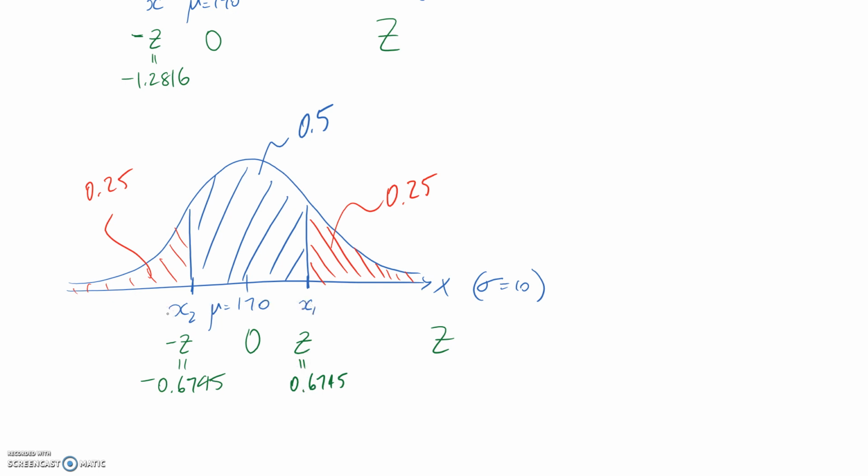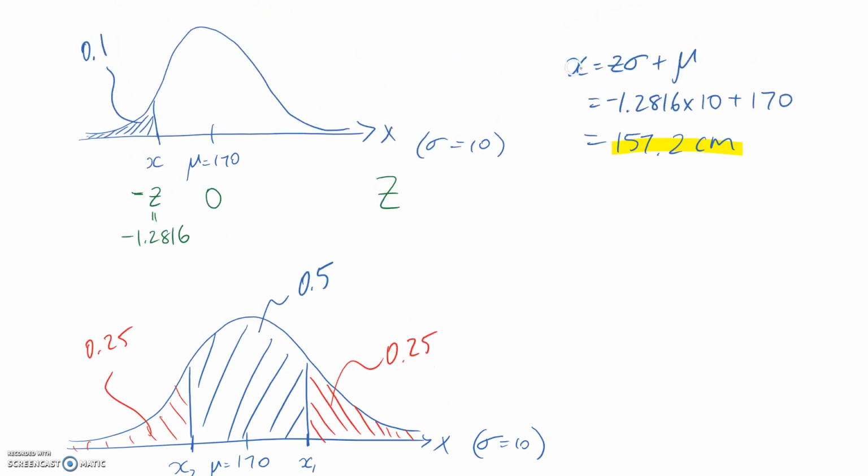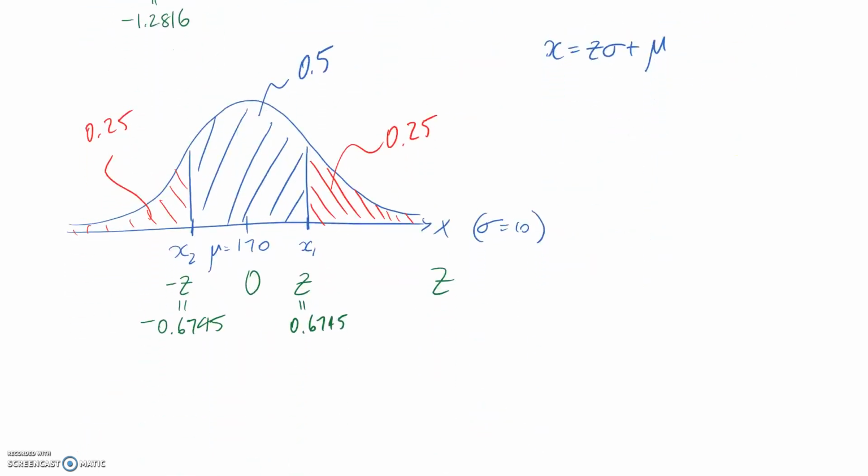So now all we need to do is go back and convert these into x1 and x2 values. We've already got our rearranged version of the equation, so again, I will recycle it. I'll go for x1 first. It's going to be equal to the z score, 0.6745, times sigma, which was 10, plus 170. In a calculator, this is 176.7 centimeters. So that's this point here.